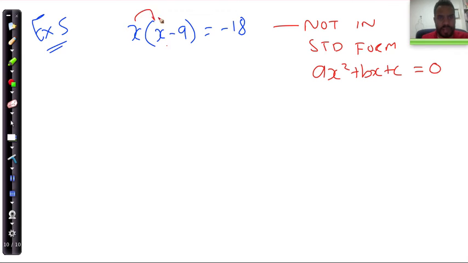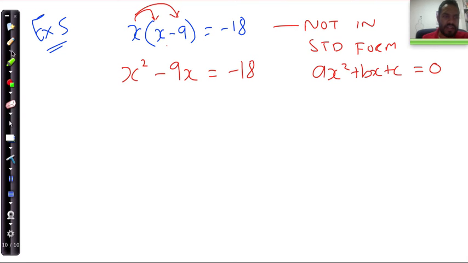Well, let's multiply this out and expand it so that we have a few terms that look like they have been expanded. That's going to give me x squared. That's going to give me negative 9x, and this is going to give me negative 18, right? Let's get all the terms on one side such that my equation is equivalent to 0. I'm left now with x squared minus 9x. Add 18 to both sides. I say plus 18, and I say plus 18.